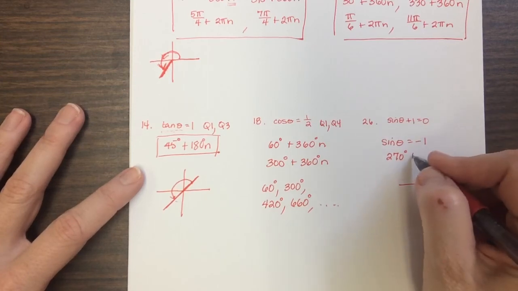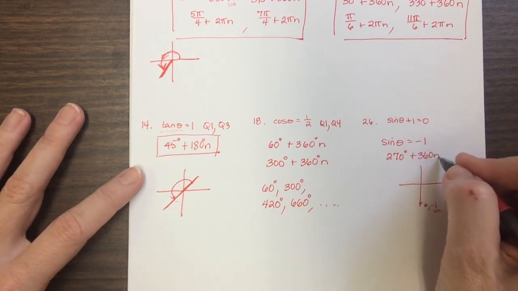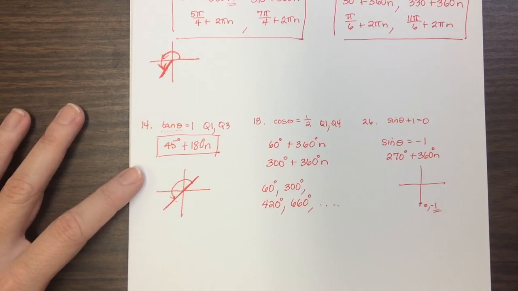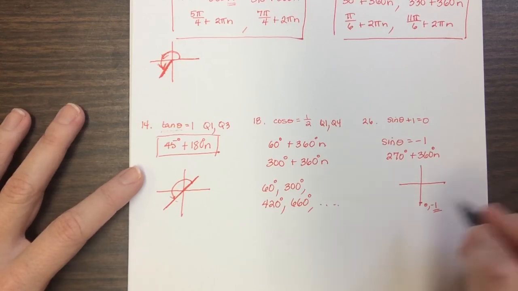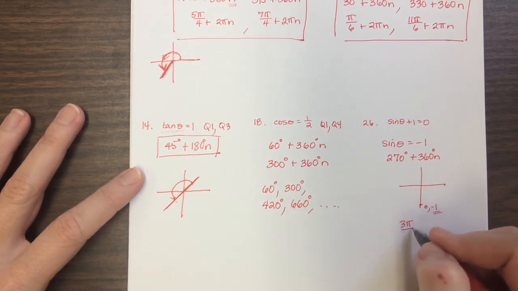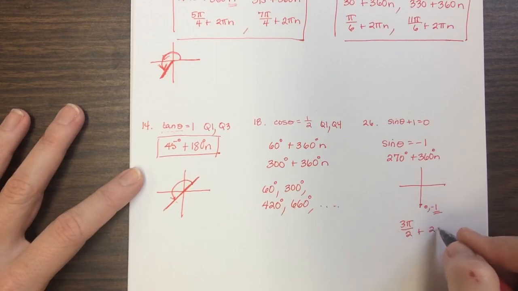And if I want all solutions, I'm just adding 360 times my integer, and we can write that in radians as well.